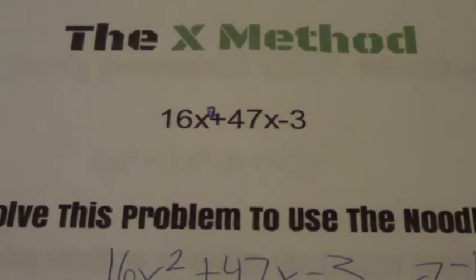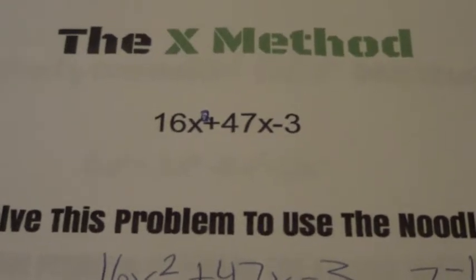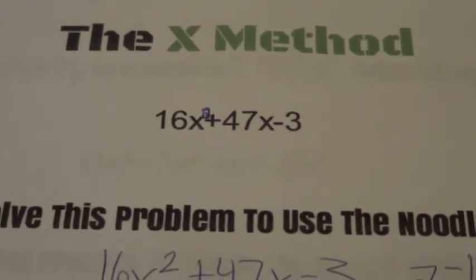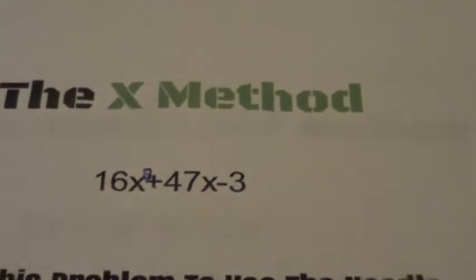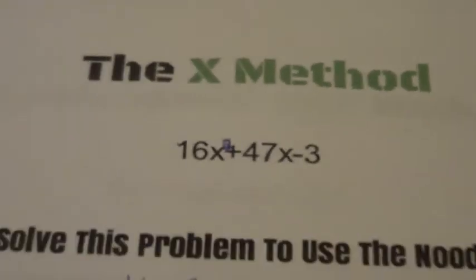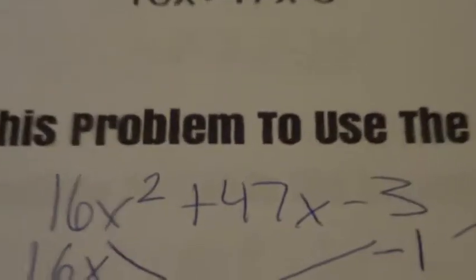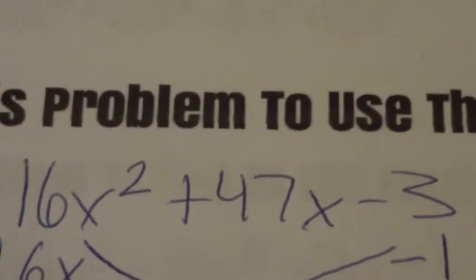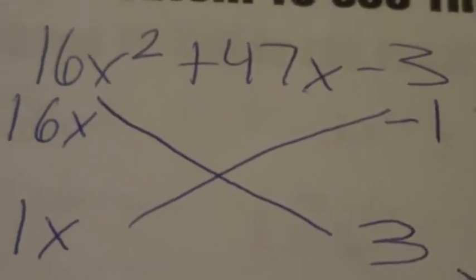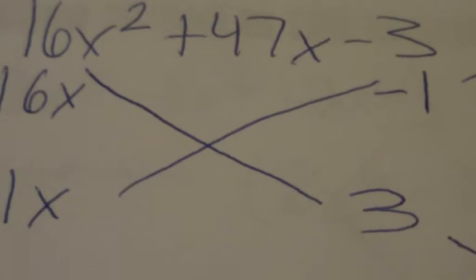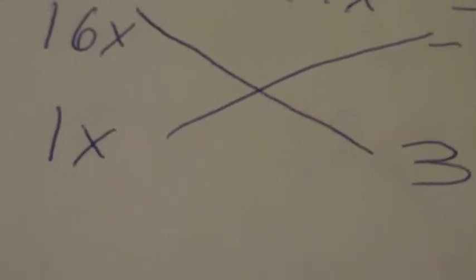Alright, now we're going to solve this problem. We have 16x squared plus 47x minus 3, and we have to use the x method. Alright, so the first step is we're going to rewrite the equation. 16x squared plus 47x minus 3. The next step you're going to do is you're going to draw an x. And these numbers are probably going to look pretty weird, but I'm about to explain what each of them are.